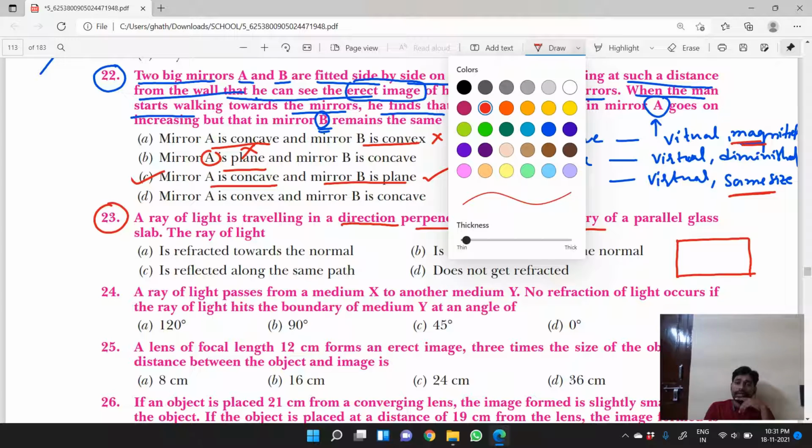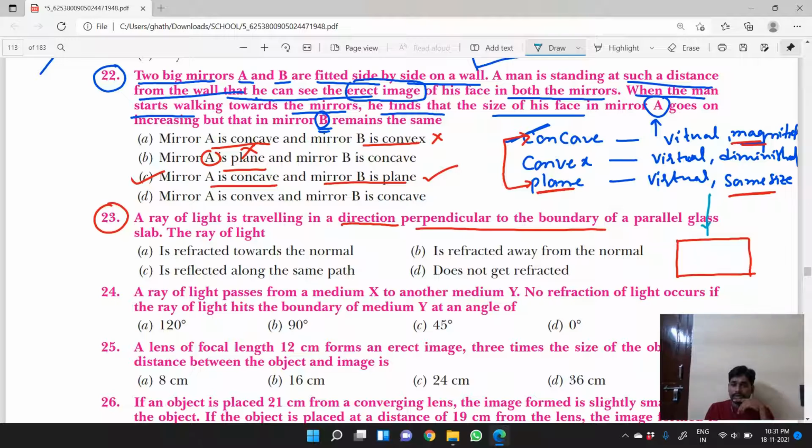If the ray of light is incident perpendicular to the slab in this manner, then without deviation the ray emerges outside. The speed of light may decrease while it travels from the rarer to the denser medium, but the direction does not change. Hence we can say the answer is it does not get refracted, meaning it is not bent.